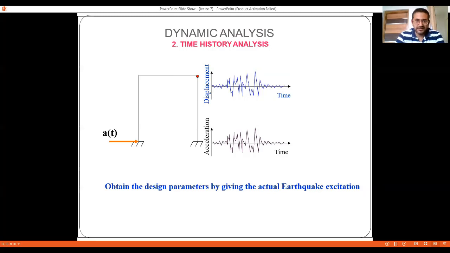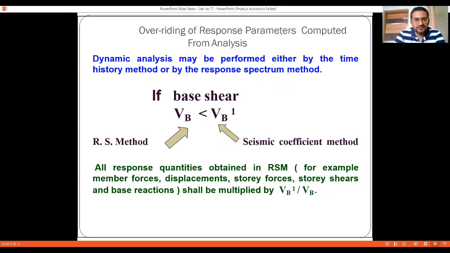So as a result, the parameters of the earthquake that we are going to use for calculation in time history analysis are going to be more realistic and more site specific as compared to the response spectrum method. Now, dynamic analysis will be performed either by the time history method or by the response spectrum method.